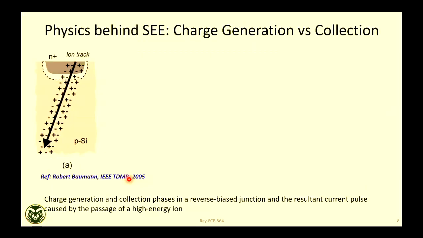Now let's understand the physics of single event effect, right? So how charge is generated, what are the steps, what are the chronological steps that happen. By chronological, I mean in picosecond time scale. So the first step is an ion passing through a p-n junction. And the ion will be creating electron-hole pairs along its path, right, as it passes through the material. So it deposits its energy in the form of ionization.